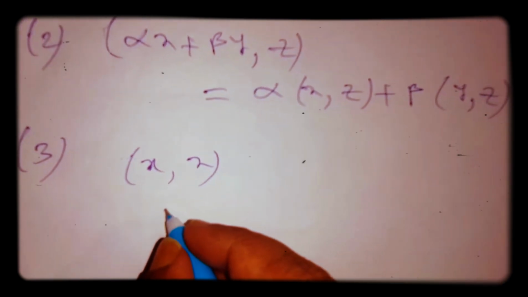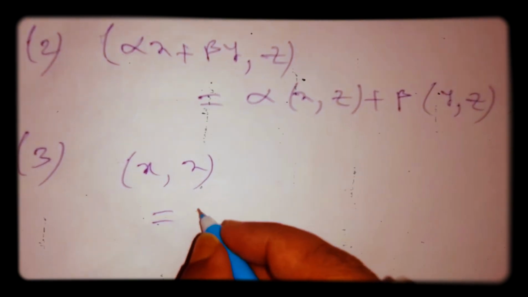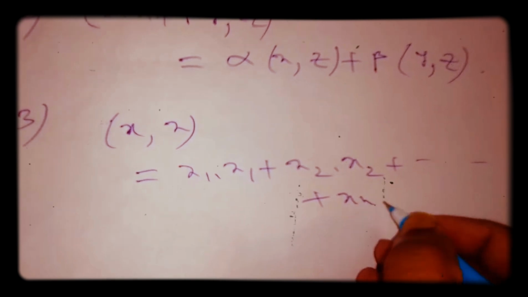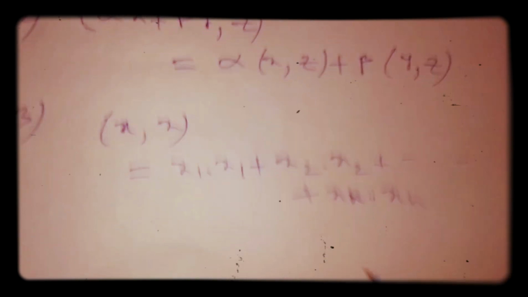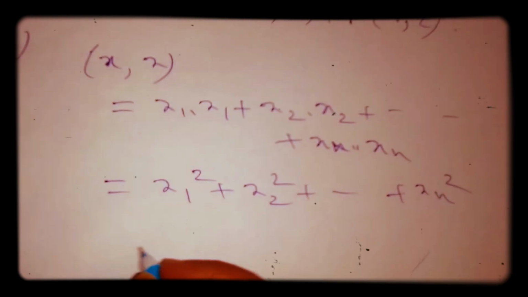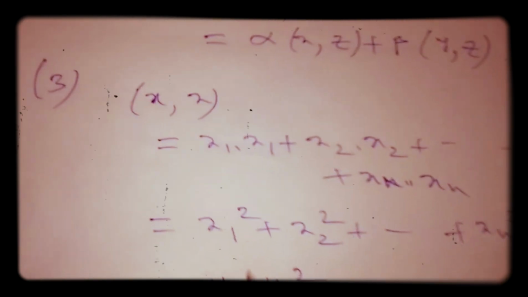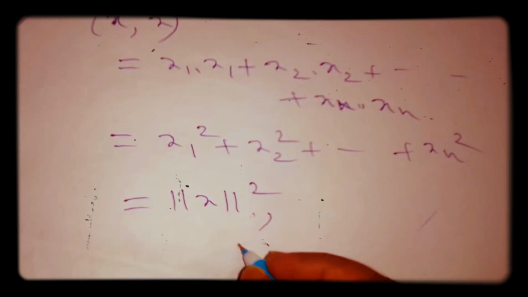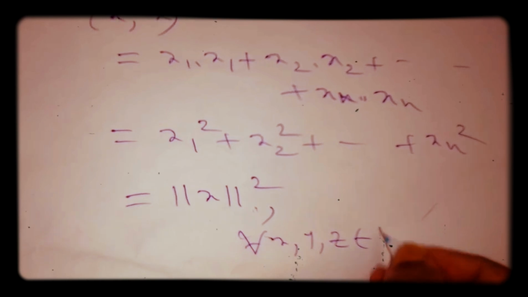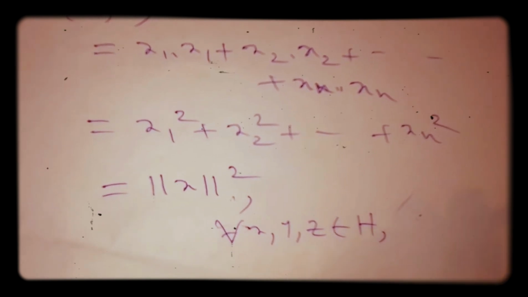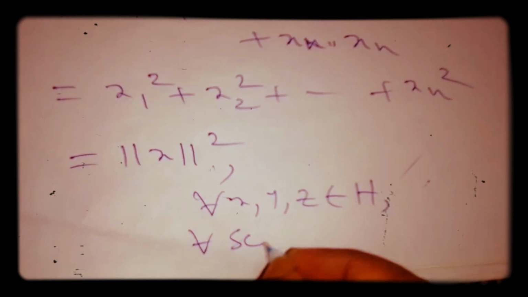Now the next result: x dot x. It is clear that x1 x1 plus x2 x2 up to xn xn converts to x1 squared plus x2 squared up to xn squared, and finally it can be written as the norm of x squared. This is the definition of norm. So three properties exist, and we use all of them for all x, y and z belonging to the Hilbert space H, and for all scalars alpha and beta.